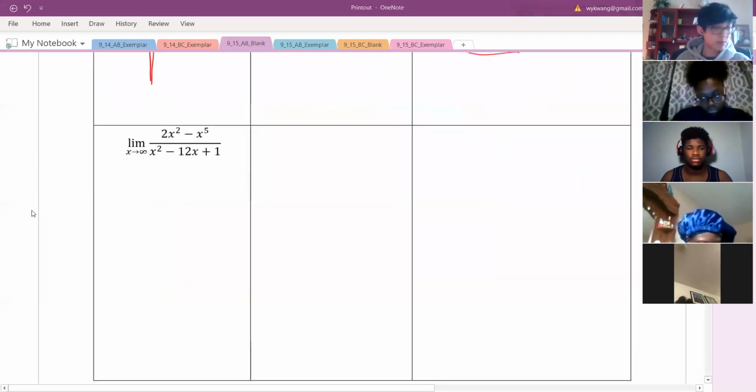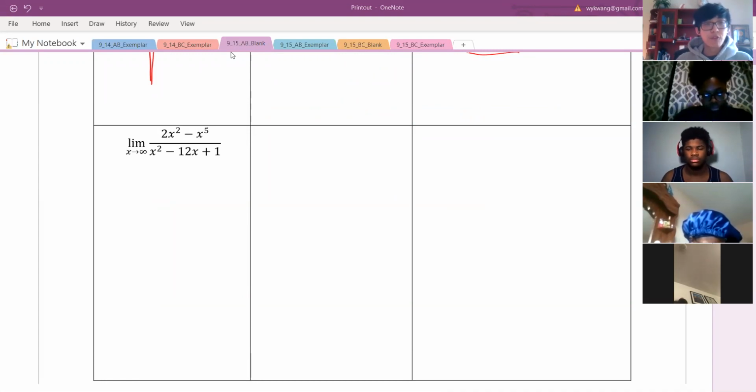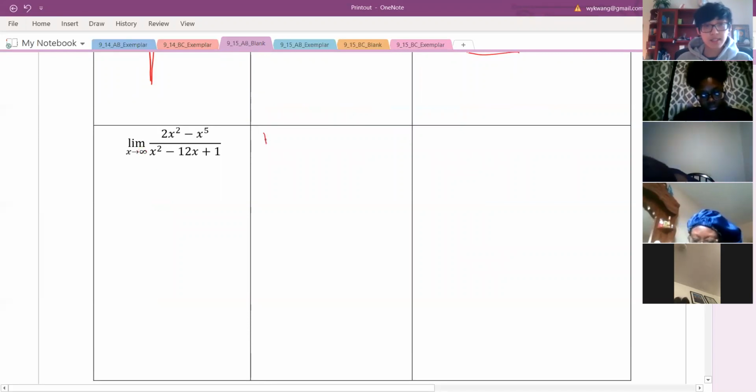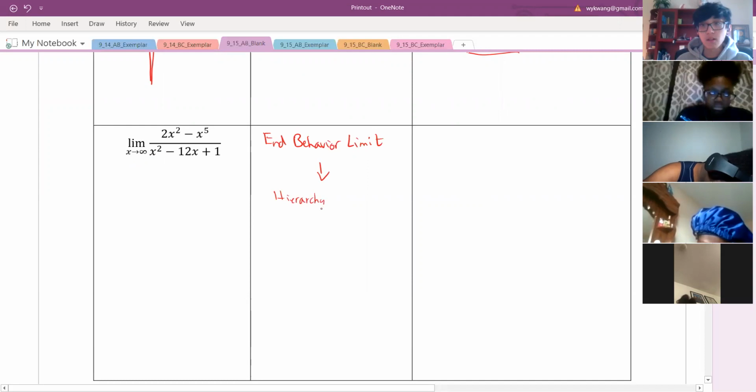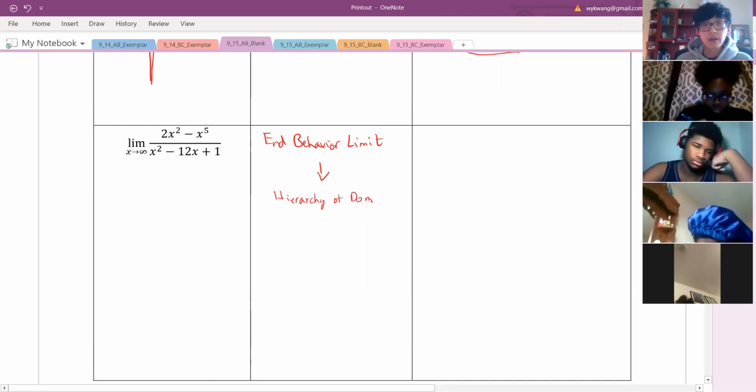Okay, so I'm going to move on to the second problem now. When we look at this limit, before we do anything, the first thing we should notice is that it's going to infinity. This automatically tells us that it's an end behavior limit. Any limit that's going to infinity or negative infinity is an end behavior limit. Now, how do we solve end behavior limits? We solve end behavior limits through the hierarchy of dominance that we learned.